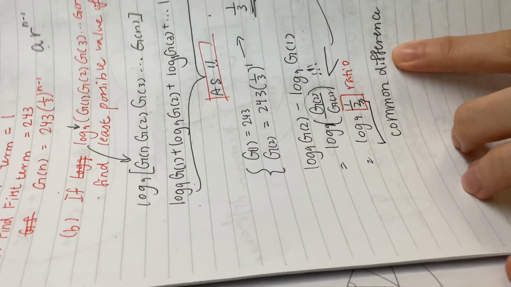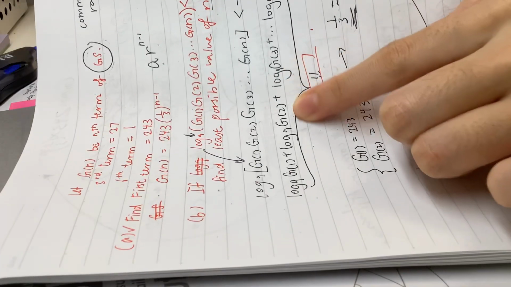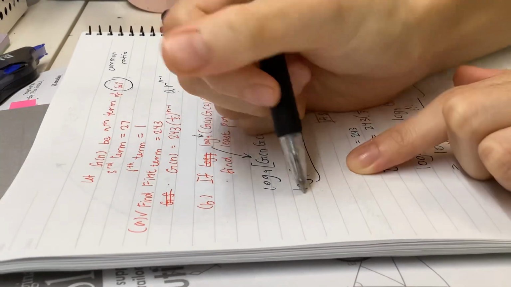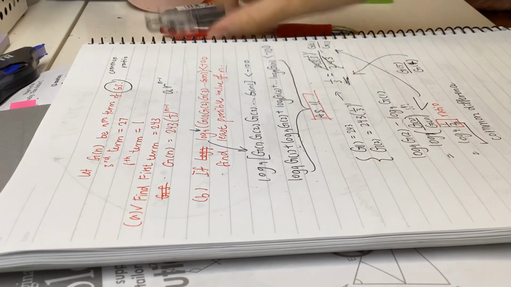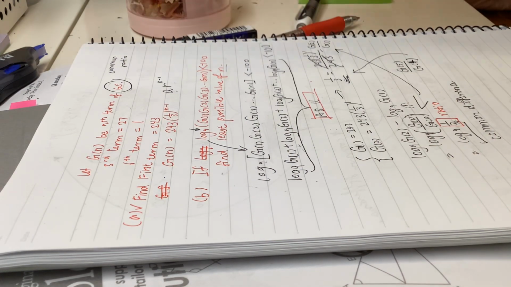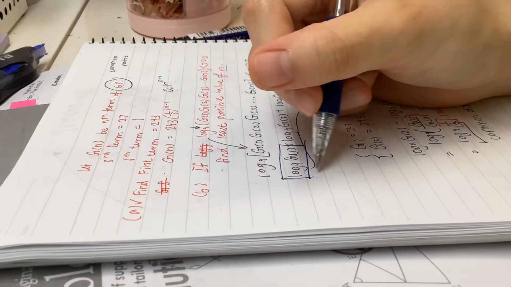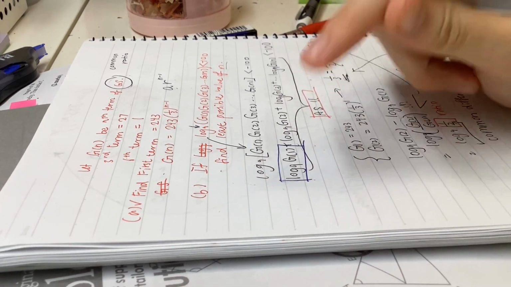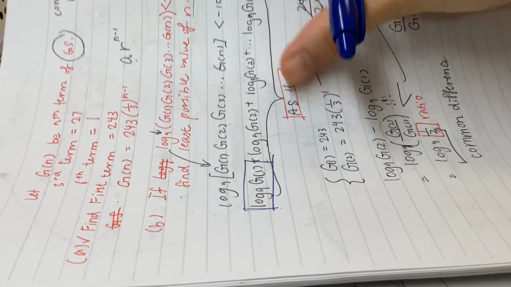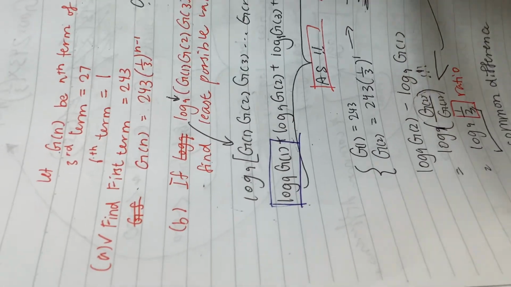We got the common difference. And actually, we have the first term too. You can see it's here. This is the first term. Don't forget that this whole thing is the first term. When I was doing this question, I forgot about the log 9 and I just used G1 as the first term, but that's wrong, because right now in this new AS equation, the first term is log 9 G1.